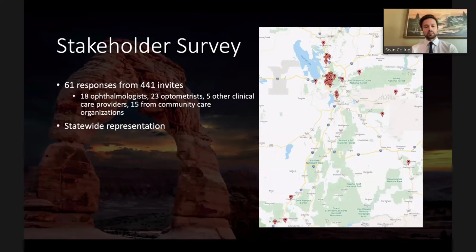We ended up sending out the survey multiple times and calling all of the people on our list to try and increase that number. But we had good representation within those 61 responses from ophthalmologists, optometrists, community care organizations, and other healthcare providers. You can see here a map of our responses clustered along the Wasatch Front, but we did have statewide representation, and the distribution of the responses mirrors the population distribution of our state pretty well.